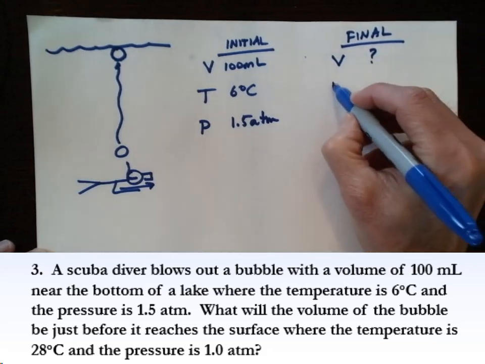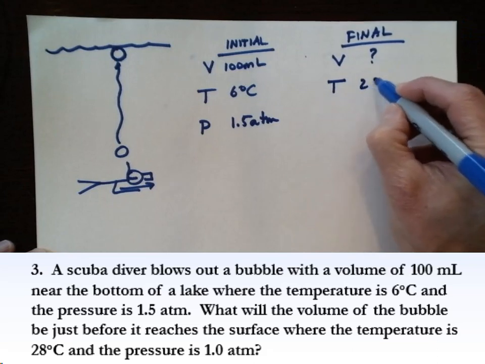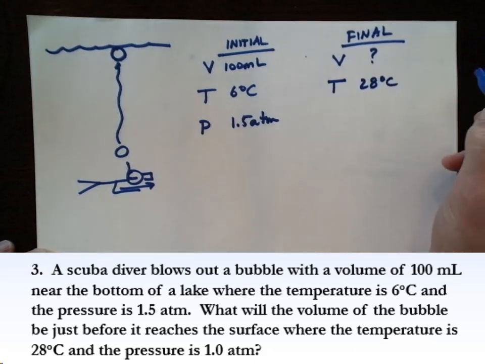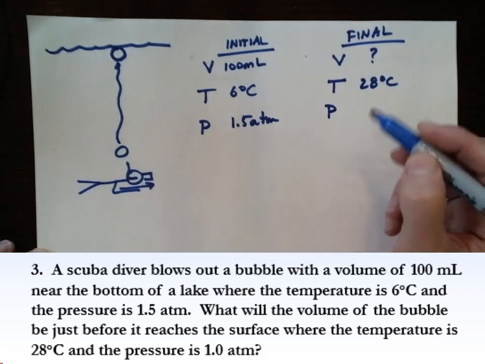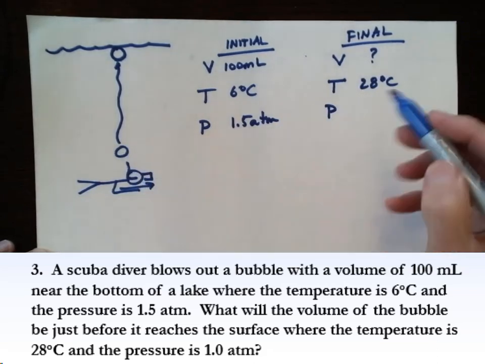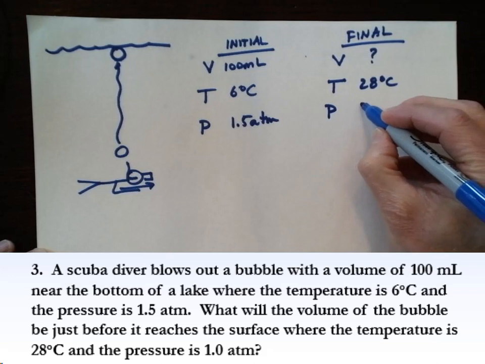The temperature is a little warmer at the surface. We're going to call it 28 degrees Celsius. Looks like it's a summer day. And the pressure, of course, is going to be less, because you don't have quite so much pressure as at the bottom of the lake. So it's going to be 1 atmosphere.